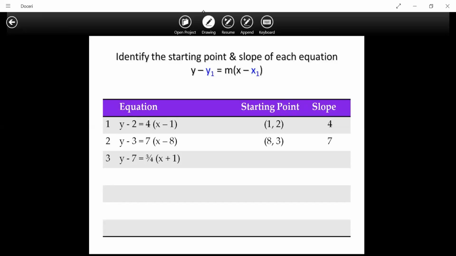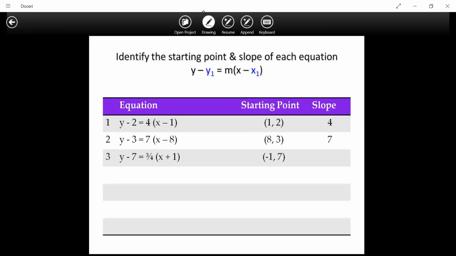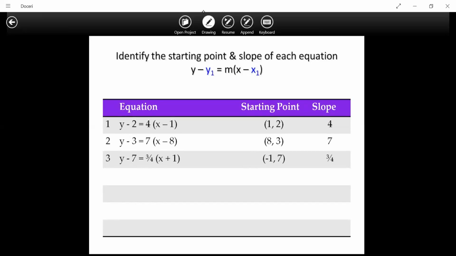What's my starting point? Opposite. Negative. Gotta think opposite. -1, 7. What's my slope? And then that one doesn't change. Because we could say it is actually better for us. We have rise over run. It's even better for us. Okay, here we go.